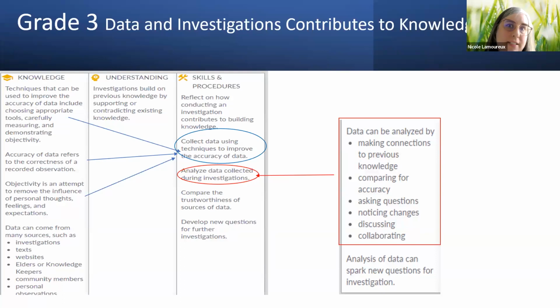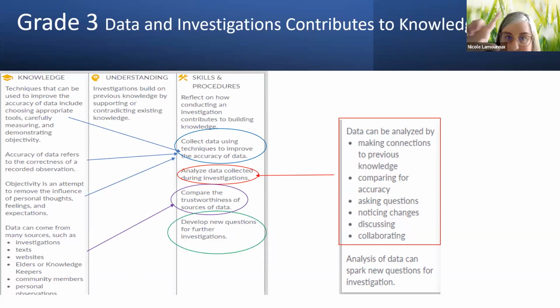Discussing and collaborating, because scientists will ask, what do you see in this set of data that I'm not seeing? So the students can collaborate and work together and make connections to their previous knowledge. Compare the trustworthiness of data, which comes from an investigation that is repeatable, but also sources. That means we don't have to teach them all, but students should be exposed to a variety of different sources such as text, websites, elders and knowledge keepers, etc. Okay.